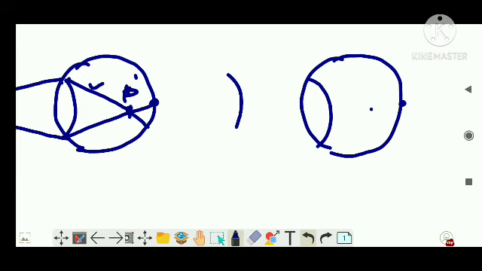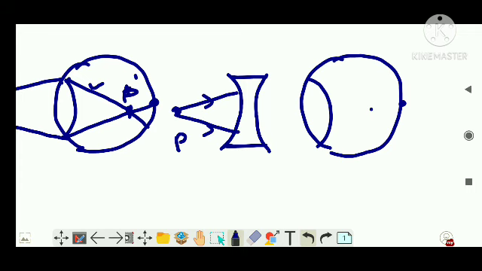I will keep a concave lens before it, right? This is the same object, so the light ray comes like this, and it diverges like this. Earlier the lens had to converge at p dash. Now it has been increased, so this p dash image will be formed at the retina itself, right? This is what happens in the case of myopia.